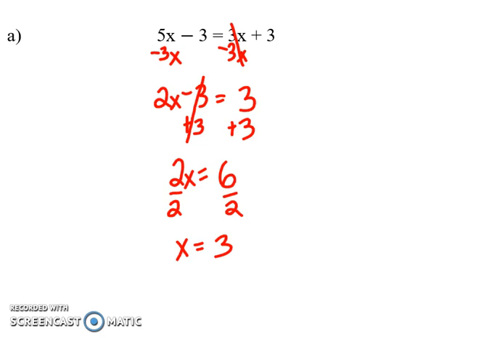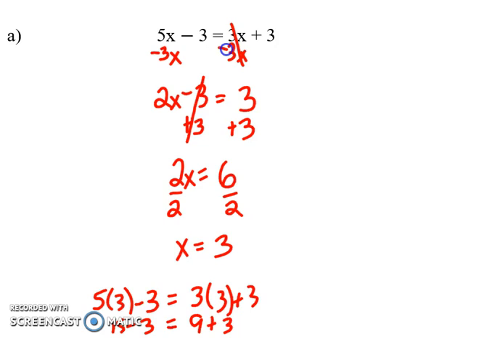And I could plug 3 back in, and I'd have 5 times 3 minus 3, versus 3 times 3 plus 3. 5 times 3 is 15 minus 3. 3 times 3 is 9 plus 3. And if I do that, 15 minus 3 is 12, 9 plus 3 is 12. So checking it shows me it's the correct answer.